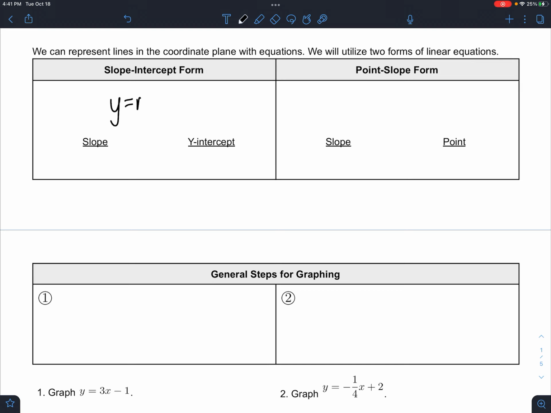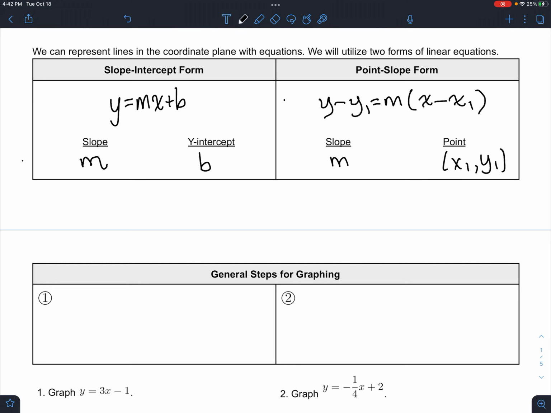So equations of lines. We have 2 that we're going to focus on. mx plus b, and we also have point slope form. So this one, the key features are the slope m and the y-intercept. The y-intercept is where it crosses the y-axis. Here we have the slope and a point.